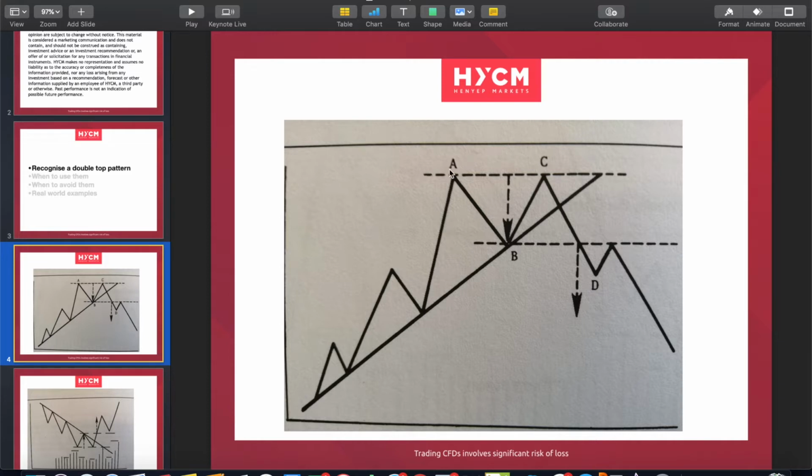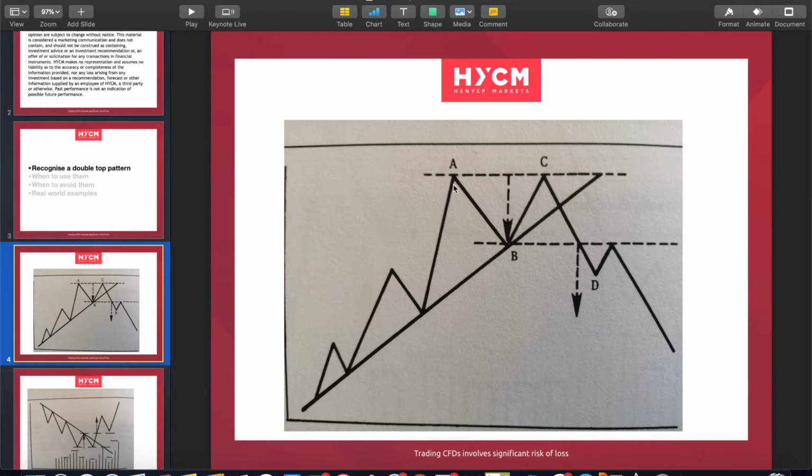You see that the pattern has two peaks, the peak A and peak C, and then one trough. This forms the basis of that double top pattern. Top 1 at A, a trough at B, top 2 at C. These two points, A and C, need to be at approximately the same level.